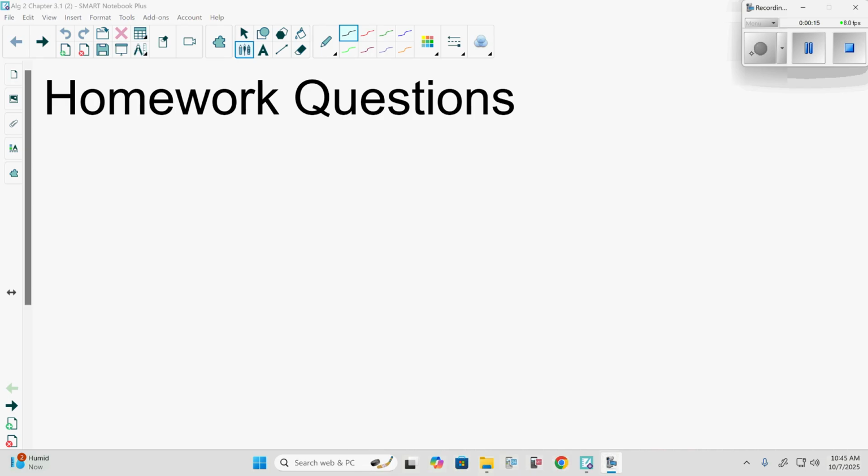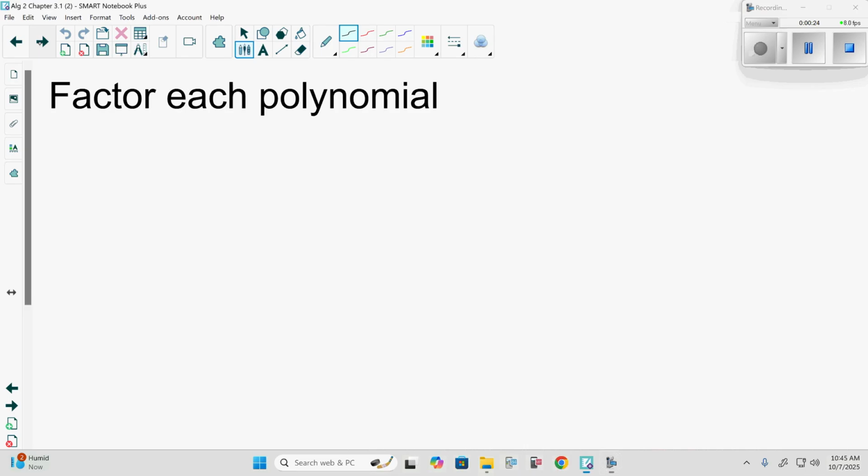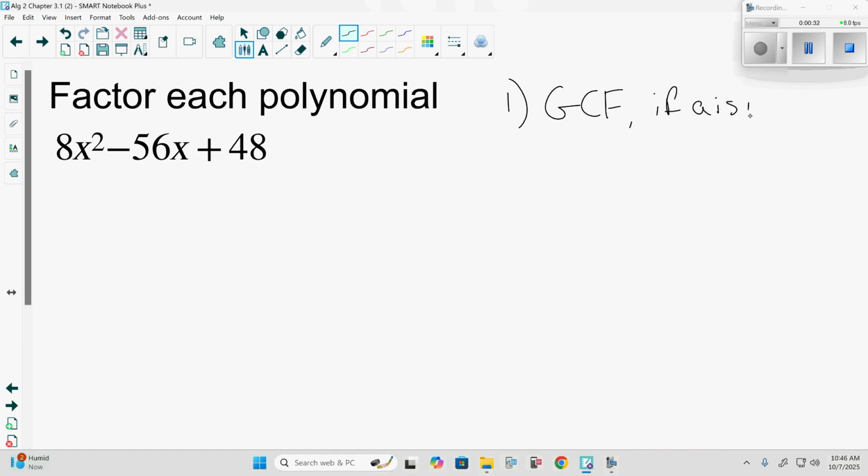So, what we're doing today is more factoring. We're going over more types of factoring and factoring these polynomial expressions. When we look at polynomials, the first main step is greatest common factor. So we looked at this here: 8x squared minus 56x plus 48. We need to see if there's a greatest common factor between these three terms.